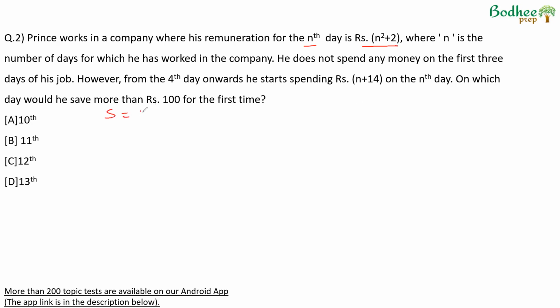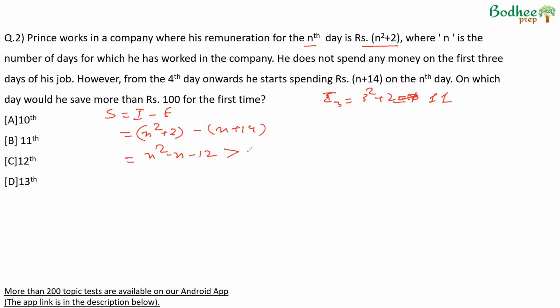Now, saving is equal to earning or income minus expenditure. Daily income is n square plus 2, and daily expenditure in the same terms is n plus 14. This starts from the fourth day. In any case, the income on the third day will be 3 square plus 2, which is 11. So this will not be 100. So we have to look at a day which is beyond 4. So this becomes the saving. So the saving will be n square minus n plus 2 minus 14, which is minus 12. We need this to be more than 100.